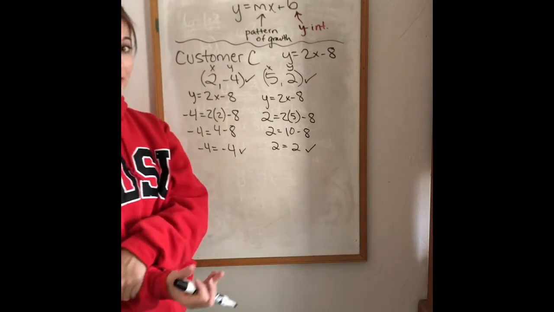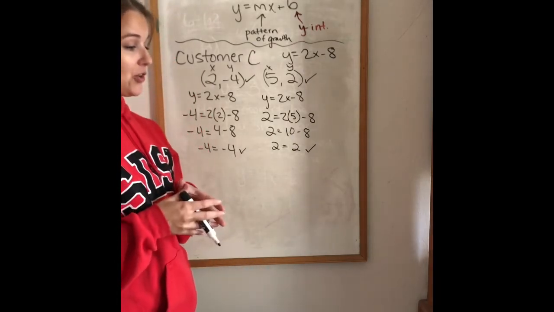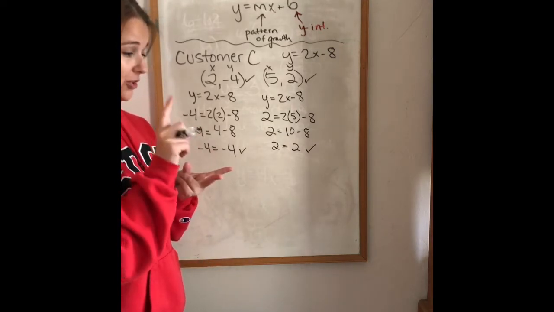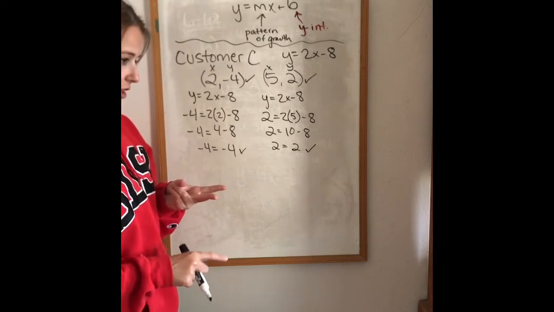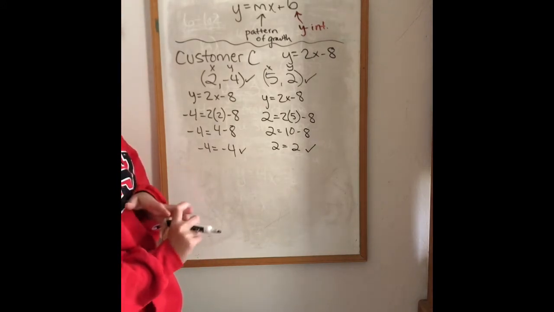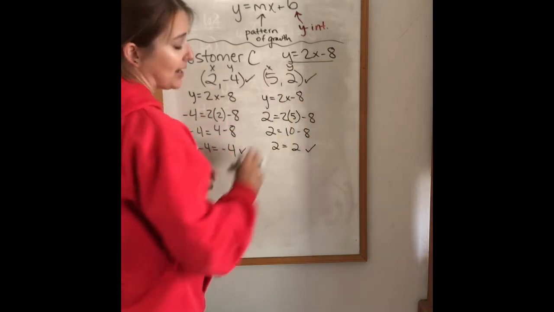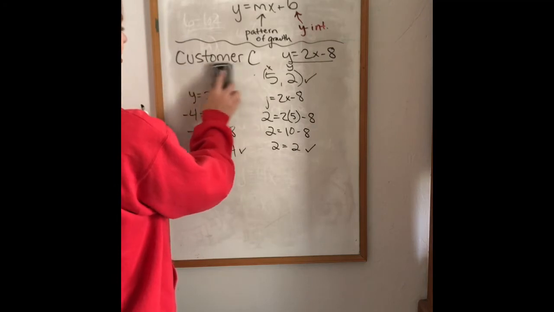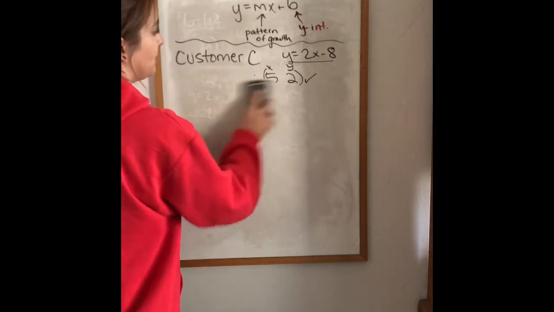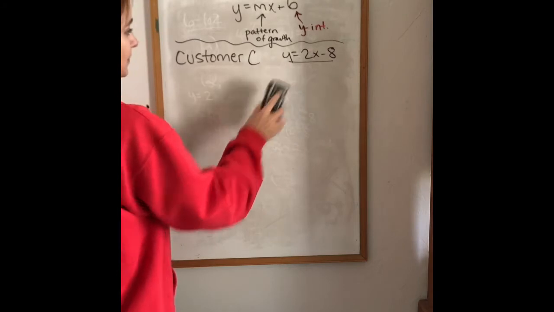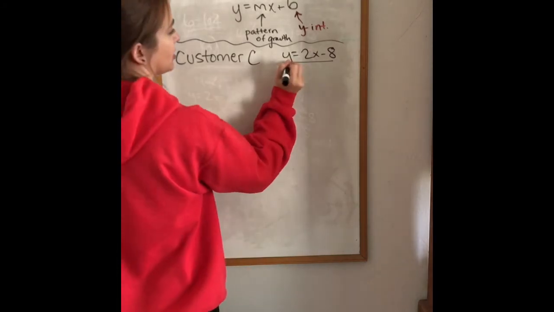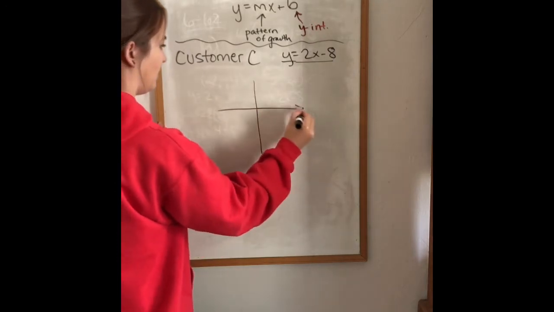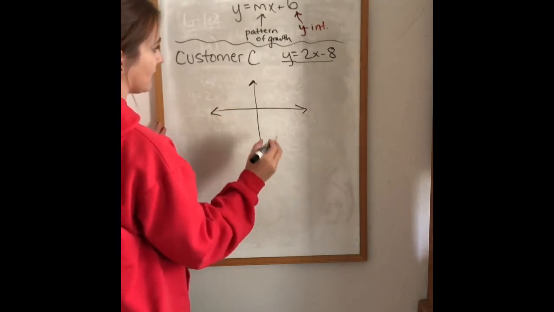So it said if your customer orders the correct line, to include the graph, include a table, and include the rule. So we've got the rule already, y equals 2x minus 8. So I'm going to erase this work, we need to draw a graph, and we need to make a table. Okay, let's do the graph first and get the graph out of the way. I'll just do it right here. And I'm just going to make a quick graph. I'm not doing anything fancy here.